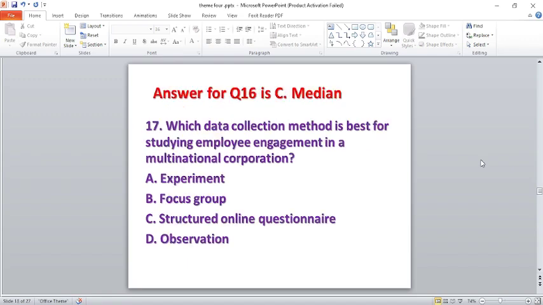Question number 17. Which data collection method is best for studying employee engagement in a multinational corporation? A. Experiment. B. Focus group. C. Structured online questionnaire. D. Observation. The answer for this question is C. Structured online questionnaire.